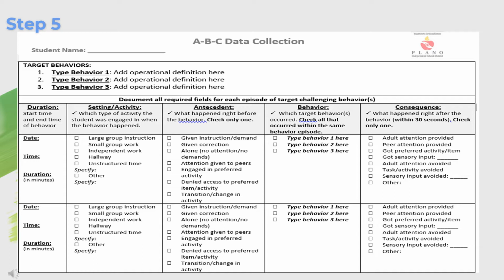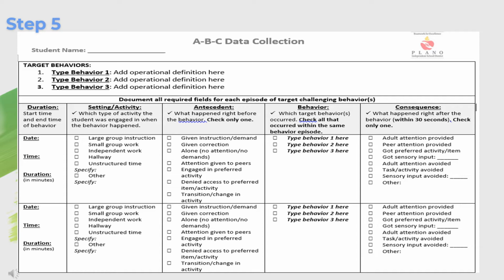It's also important to note that staff record only one antecedent and one consequence for each episode of target behavior. Doing so will help make it more likely that you identify the controlling environmental variables as well as the correct function. An episode may be a single incident of one targeted behavior, an example being student hits adult.